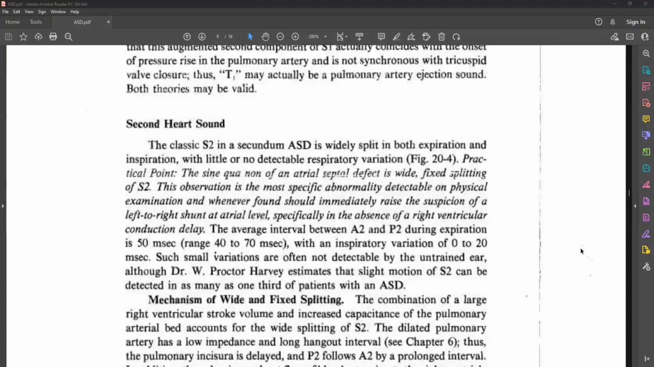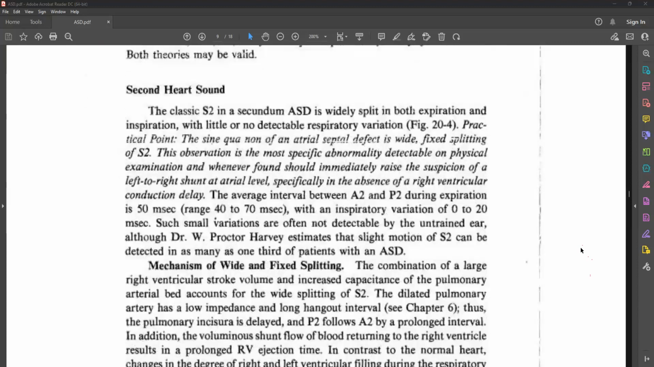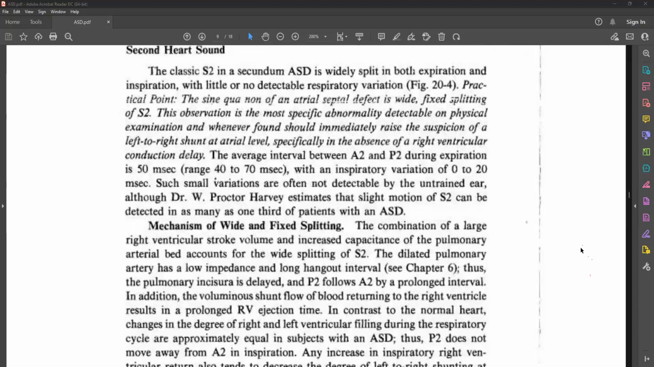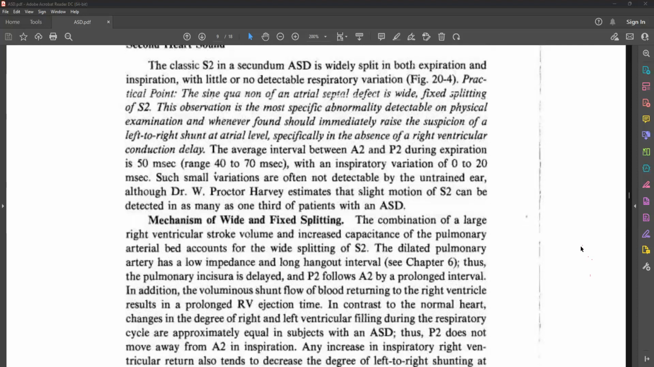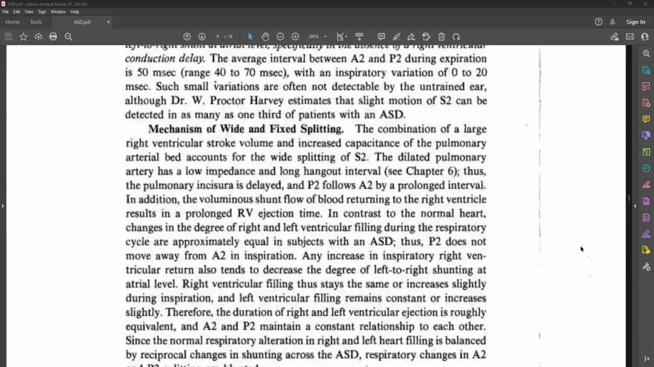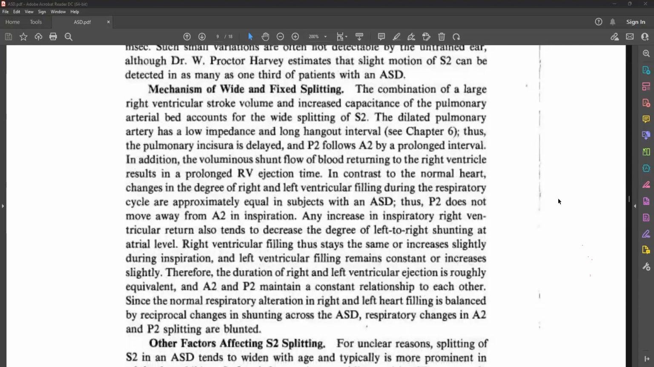Coming to the second sound, very important. We all know that the most important finding in atrial septal defect is wide fixed splitting of S2. So that we all know. Now, what is the mechanism? Here one part is the hangout interval, which for some reason is not properly described. So I'll just clarify on that. It's nicely given in this hangout interval.